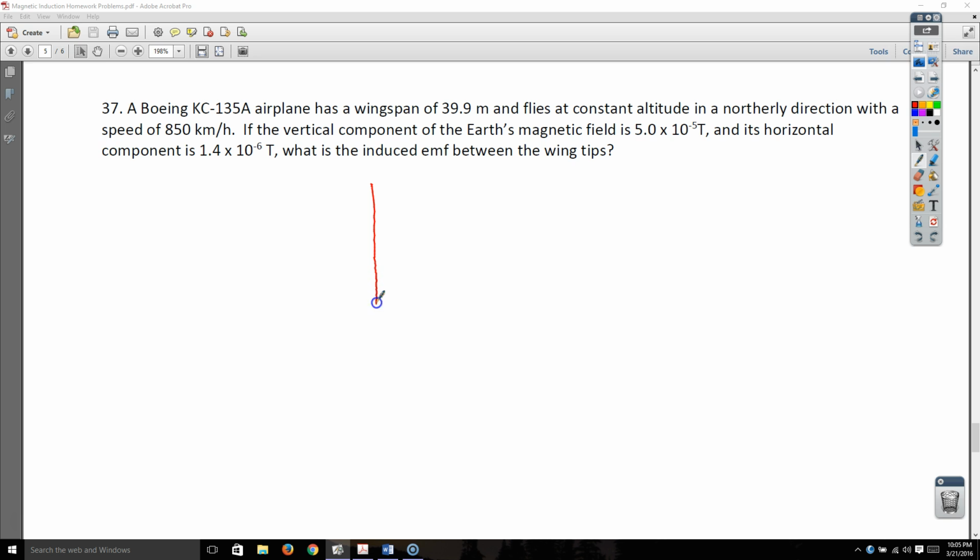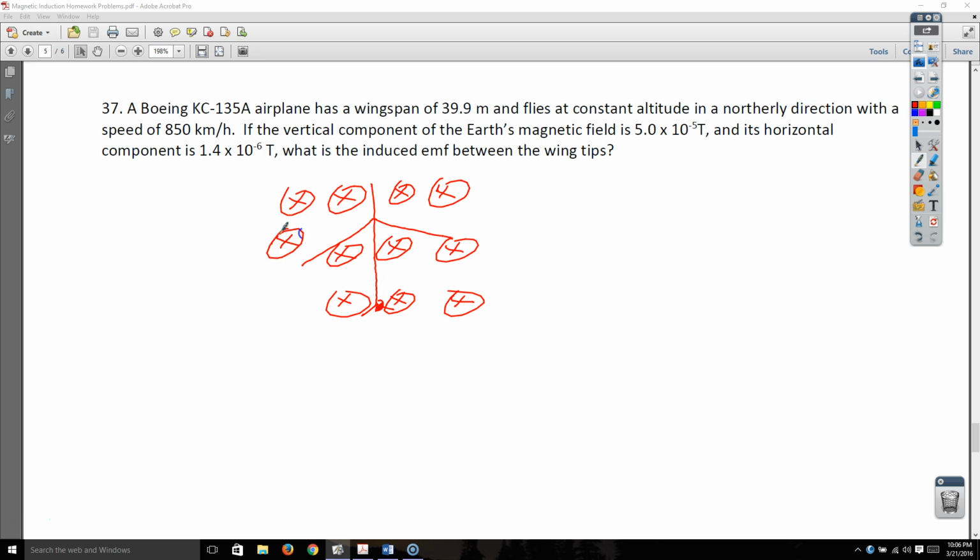So I'm going to draw a stick airplane here. Here's our two wings, and then we've got our tail back here in the back. And then we've got this magnetic field which is moving up, and it's moving down past the airplane, kind of like this. So this is our crude picture that we're going to use. We want to find out what is the induced EMF.